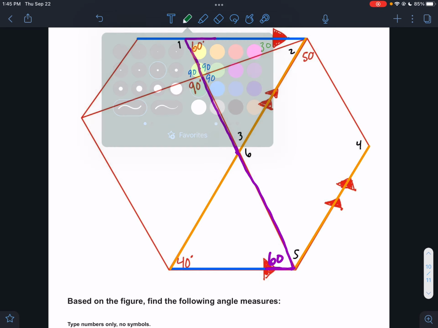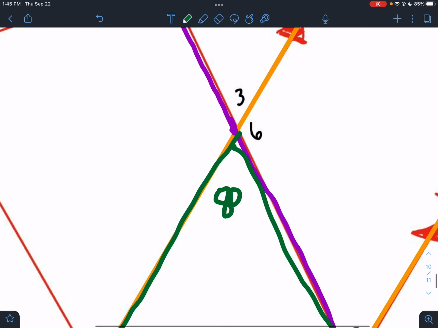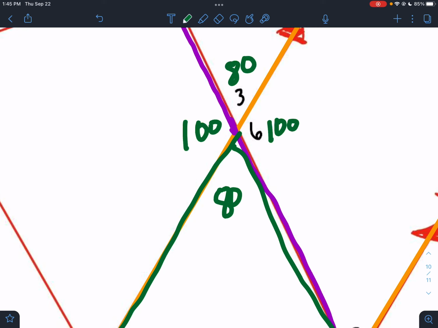Once I see that, I'm like, oh, I see a triangle again. So that green triangle, this is going to be 80. 60 plus 40 is 100. That's going to be 80. Once I know the 80, I know this is 80. I know this is 100. I know this is 100. The second I know one corner, I know all 4. Please fill out the entire intersection.